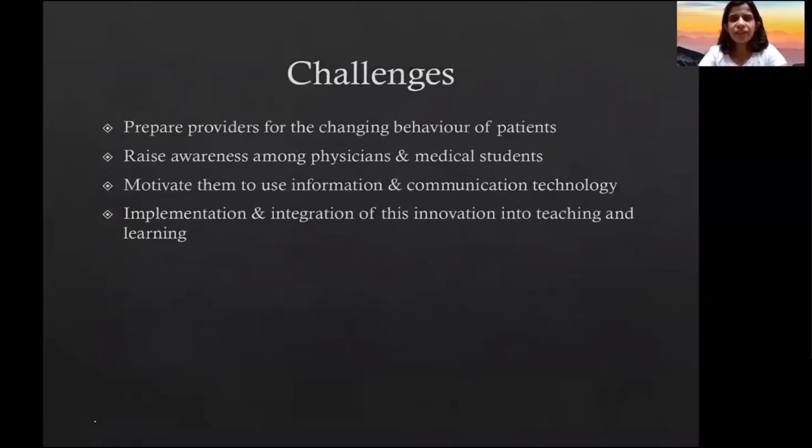The challenge which we face in the hospital information system or electronic health record is to prepare the providers for the changing behavior of the patient. In today's scenario, the behavior of the patients is changing. They do a Google search and they come to you. They have all the options already available with them. You have to raise awareness among physicians and medical students. You have to motivate them to use information and communication technology, and implementation and integration of this innovation into teaching and learning.